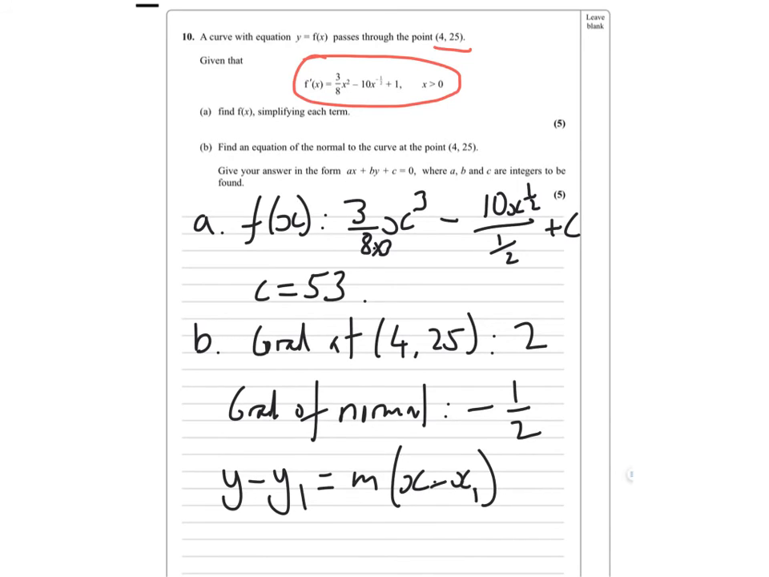Remember, you need to give it as integers. This is the key bit, so no fractions in your answer. You should end up with all whole numbers, please.